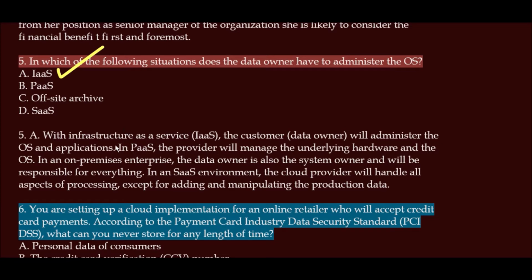Okay, and if we are talking about platform as a service, the provider will manage the underlying hardware and the operating system. In an on-premises enterprise, the data owner is also the system owner and will be responsible for everything. If we are talking about option D, software as a service, the cloud provider will handle all aspects of processing except for adding and manipulating the production data. Okay, so option A, infrastructure as a service, is the right one.